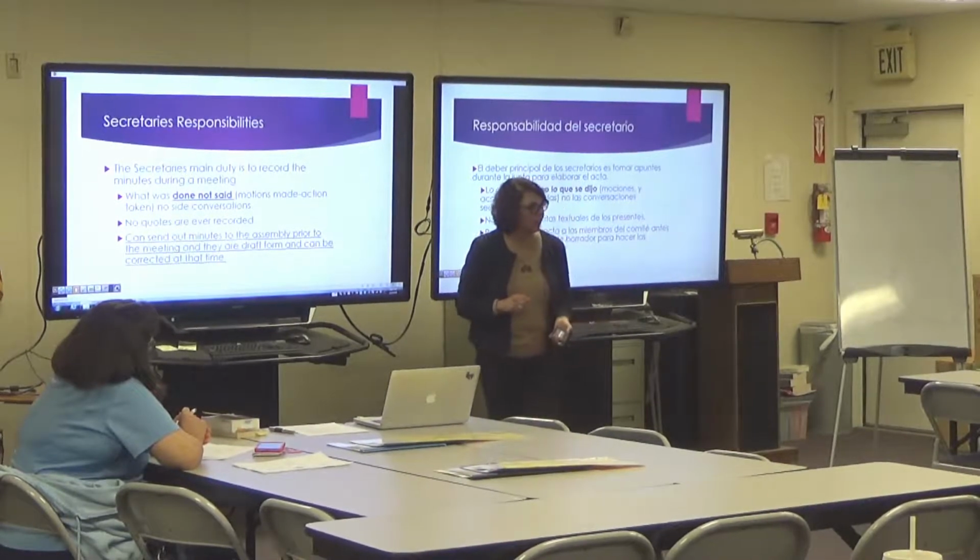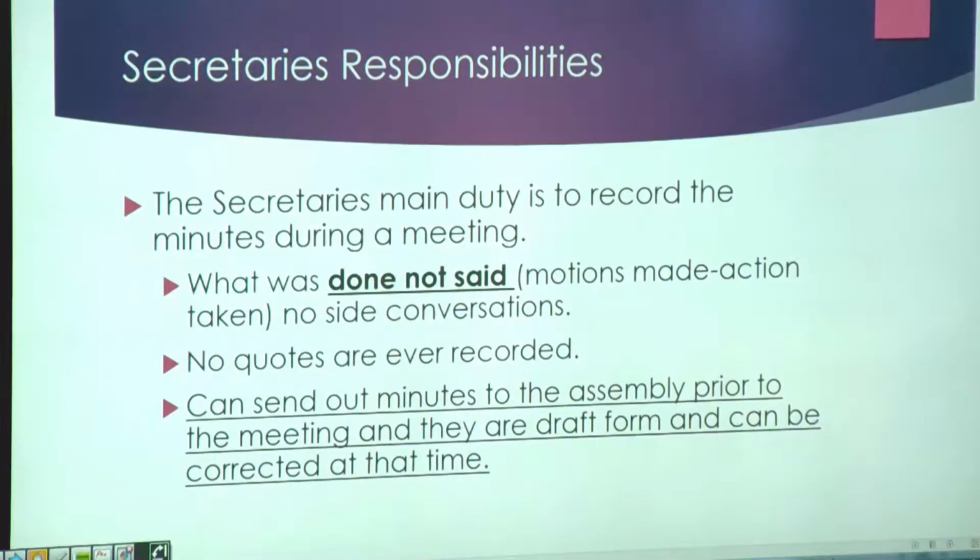But you would write down the ayes have it, the nays have it. Motion carried or motion denied if it didn't carry.